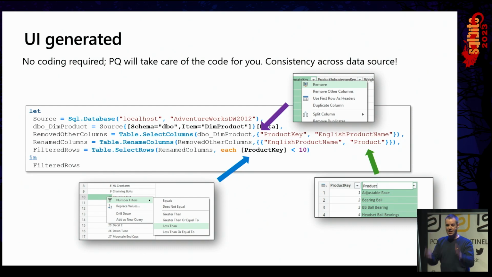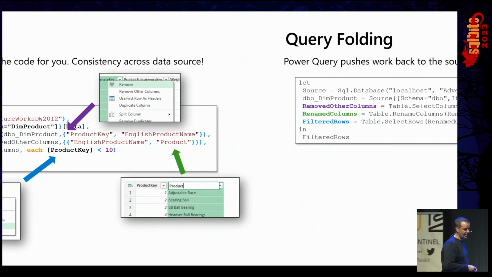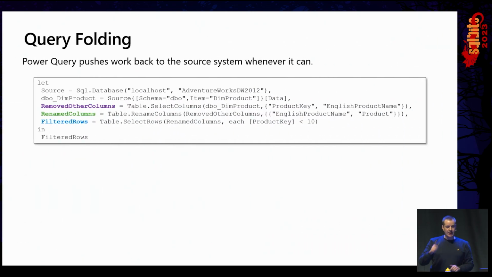Again, if you have an Excel file, a CSV file, or a SQL Server database, the UI is the same, the M script is the same. The end result, though, is not the same. The most important thing is query folding. Query folding is something that is a bit hidden away. You don't see it, again, because we want the experience to be the same for everything.